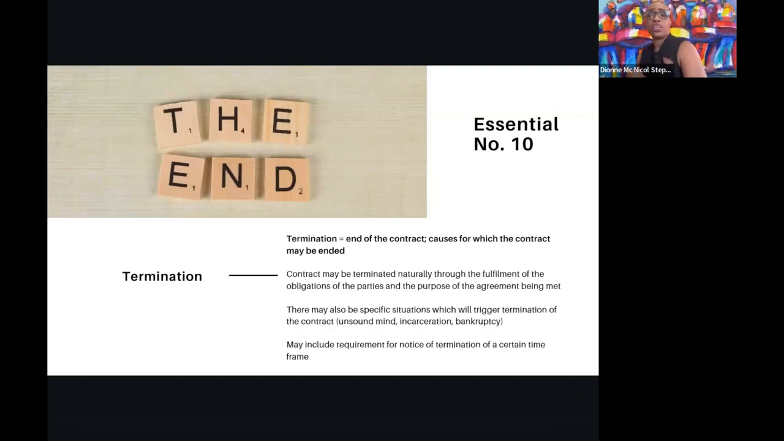Does it go on and on and on? Probably not. So it's essential to know that the termination is the end of the contract. And the causes, you want to know the causes for which the contract may be ended. Right? So the contract may be terminated naturally through the fulfillment of the obligations.